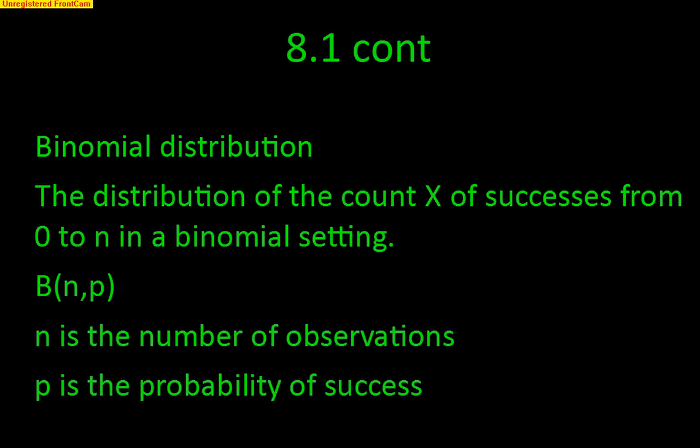And let's talk a little bit about a binomial distribution. The distribution of the count of x successes from 0 to n. In other words, we could have anywhere from 0 all the way up to everything being a success in a binomial setting, and if we wanted to, we could graph that. The abbreviation for a binomial setting is B for binomial. This little n here, that's our sample size, always. And then P is a probability of success. And here it says n is a number of observations. And our observations are our sample size.